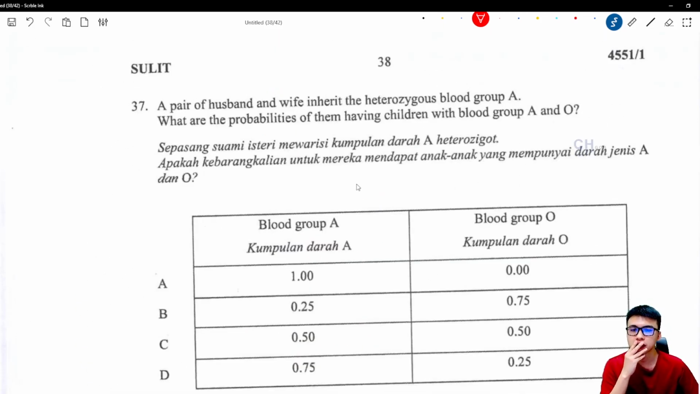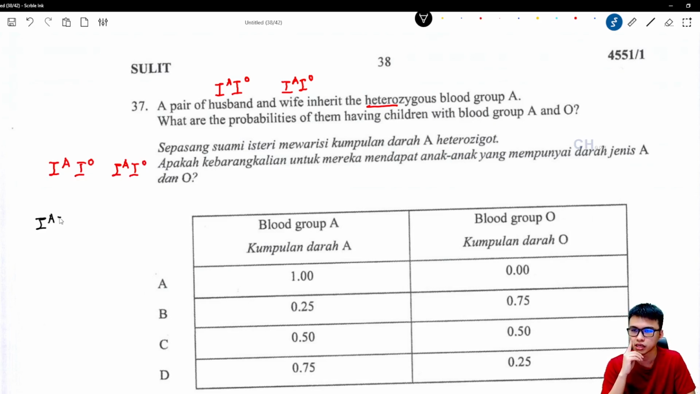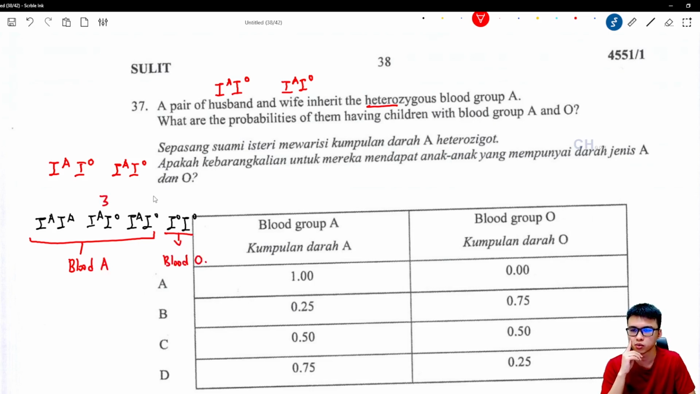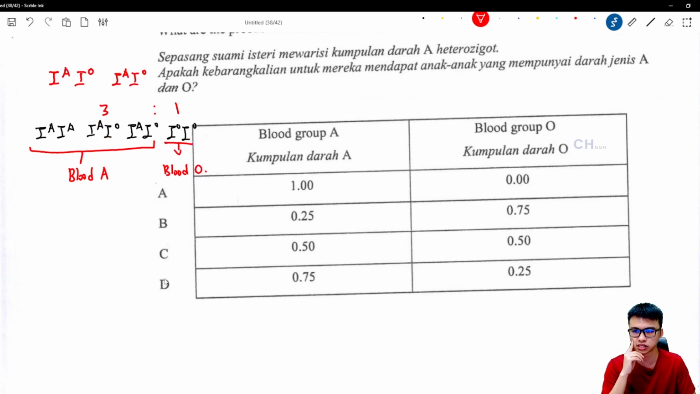Question 37. A pair of husband and wife inherited the heterozygous blood group A. So if they are heterozygous, it means they have different alleles. Husband is allele A and allele O. Wife also allele A and allele O. What is the possibility of them having children with blood group A and O? So simple, you just do the crossing, then you should be able to find out the answer. After the crossing, you should get AA, AO, AO and OO. So what we can see here is these three are blood group A. The last one is blood group O. So 3 to 1 ratio. So the answer here should be 75% and 25%.